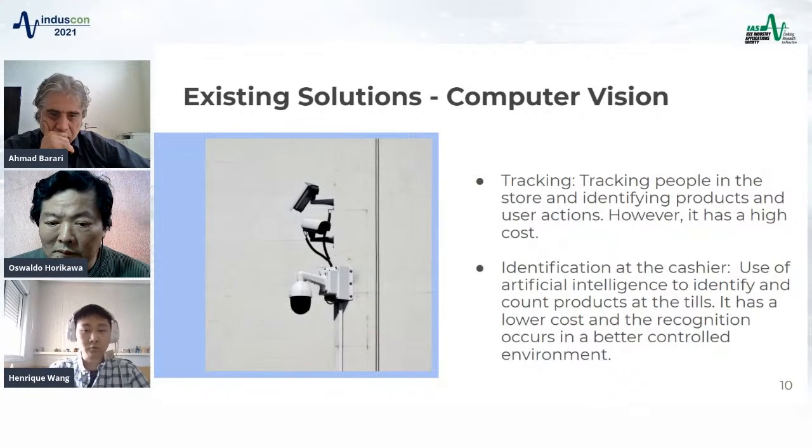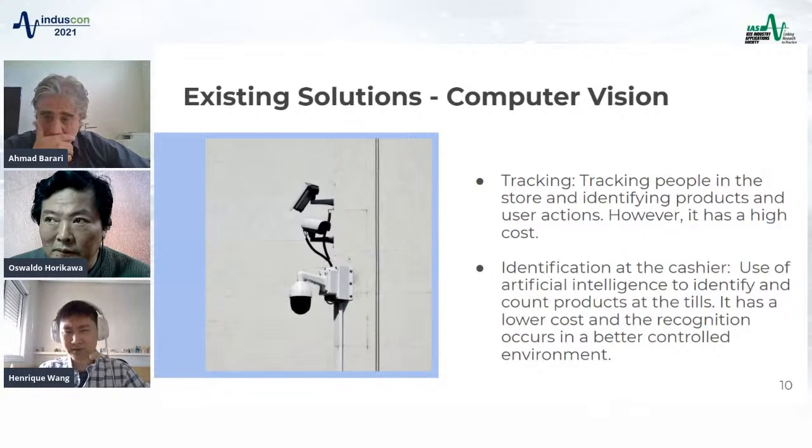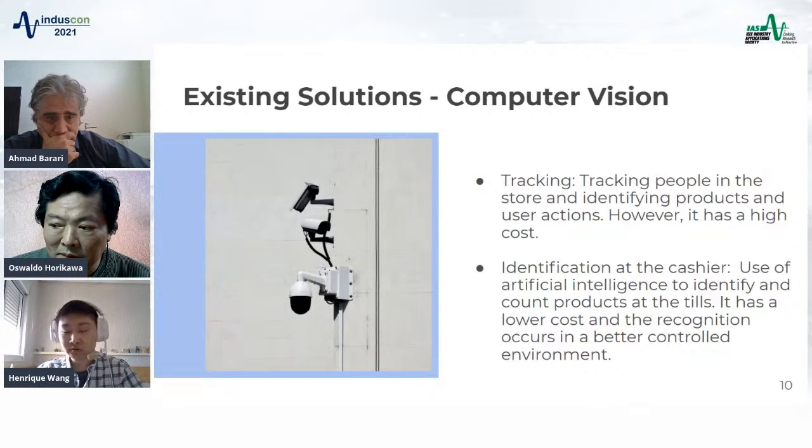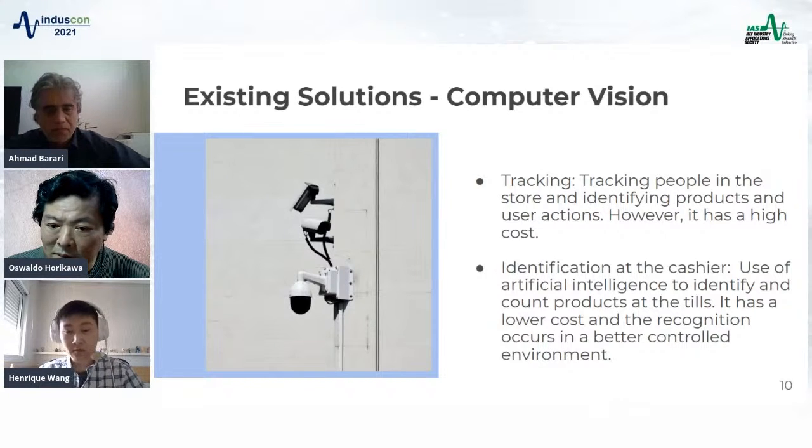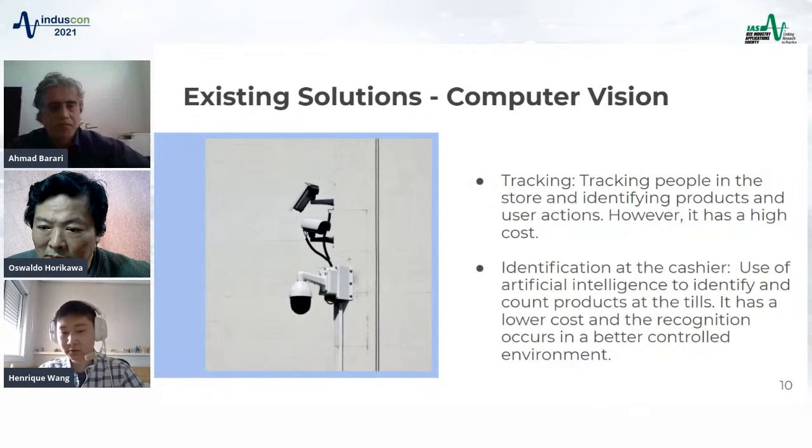But the labels must be stuck on, and can't be used on unpackaged products. So we found computer vision, which has two solutions, the tracking solution and the identification one. I think tracking is actually the most expensive solution. Amazon, with Amazon Go, is trying to propose a self-payment market for customers.